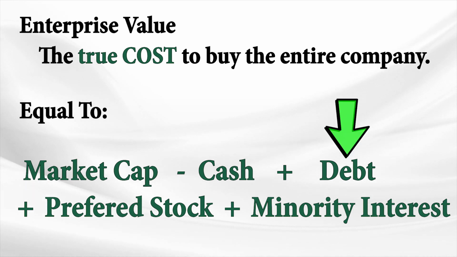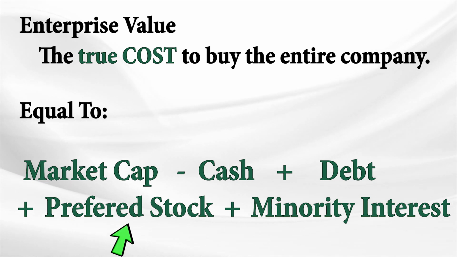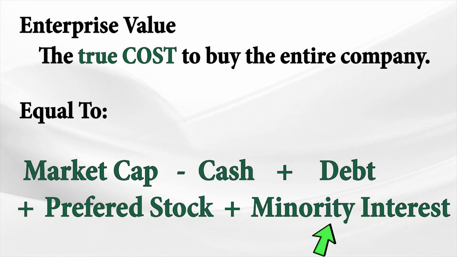Short-term and long-term debt is also pretty self-explanatory. This is just money that's been borrowed. Preferred stock is very similar to debt, and it's not really necessary to get into the details of it right now, so just think of it as being similar to the company having debt. And then minority interest, which is also sometimes called non-controlling interest, is best explained like this.